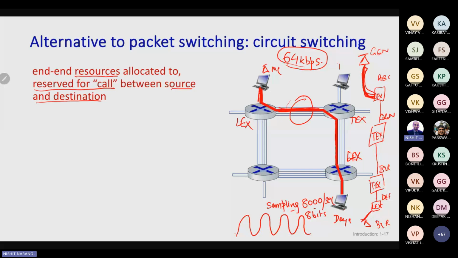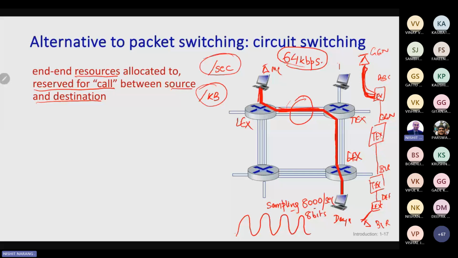So whether I speak or I don't speak, because the resources are reserved, I have to pay for those resources. That is the reason why you would have seen the billing for voice calls happens on a per second basis, whereas the billing for data transfer happens on a per kilobyte basis. This is more of a pay-per-use model. This is more of a duration-based model.